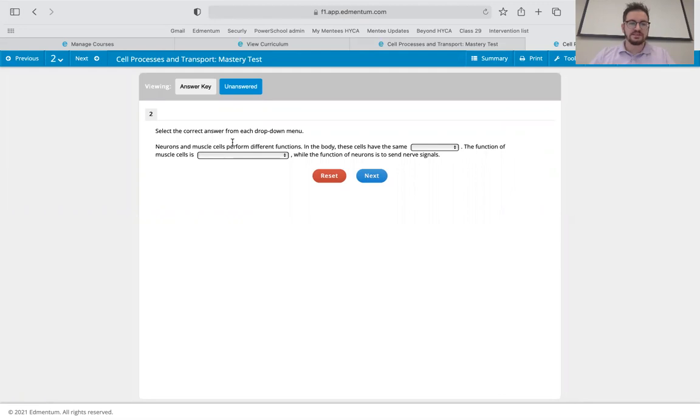So neurons and muscle cells perform different functions in the body, but these cells have the same genetic makeup. Every single cell in our body is made of the same genetic makeup. The function of muscle cells is very obvious. It's movement. Every single tiny action you do, movement. All right.